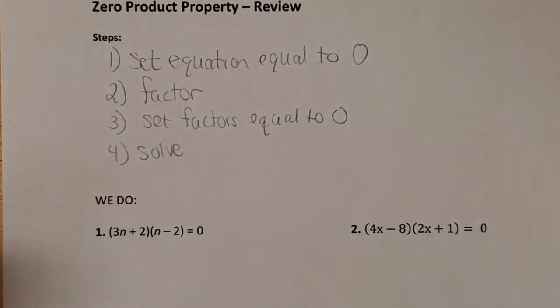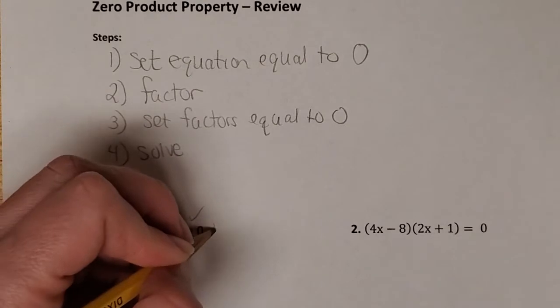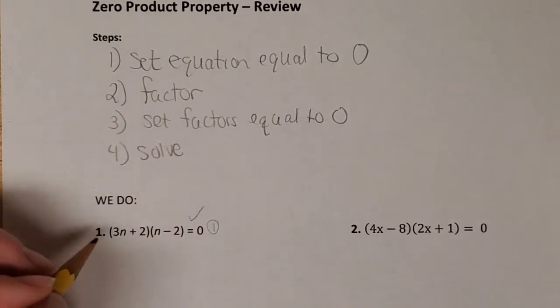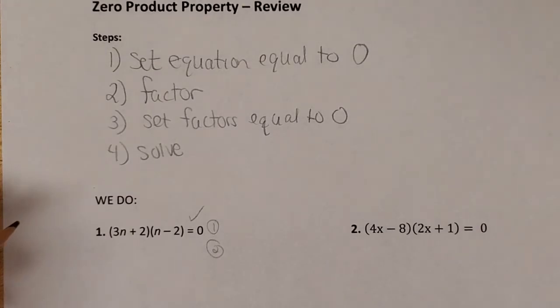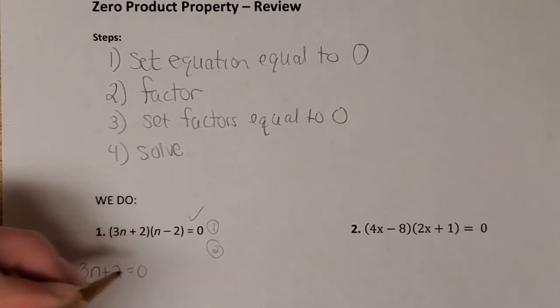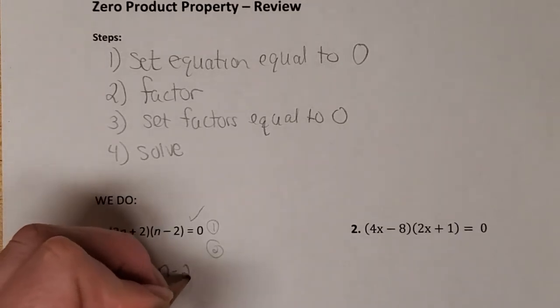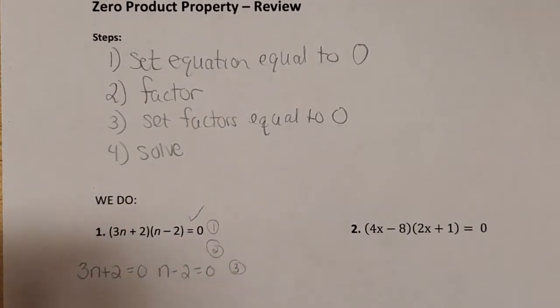If we look at this problem, first step is to set equal to 0, all set. So step 1 is done. Step 2 is to factor. Oh look, step 2 is done as well, it's already factored. Step 3 says take the factors and set equal to 0. So our first factor is 3n plus 2. I set that equal to 0. And then n minus 2 set equal to 0. So that's step 3. And then step 4 is to solve.